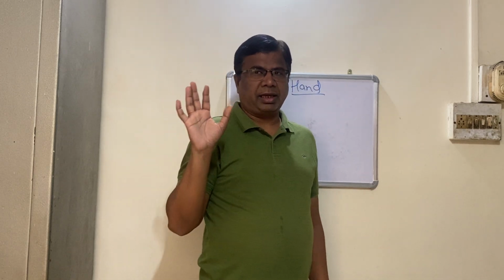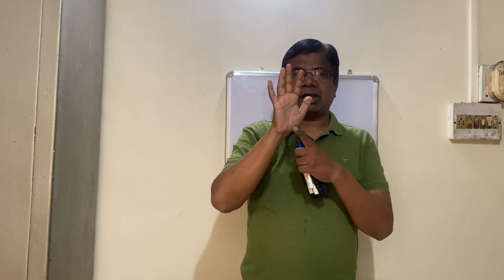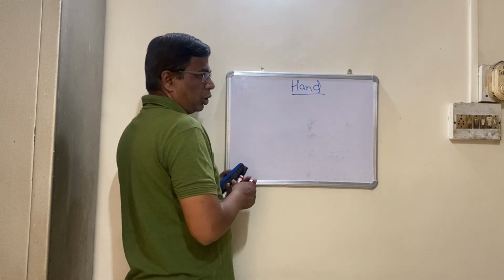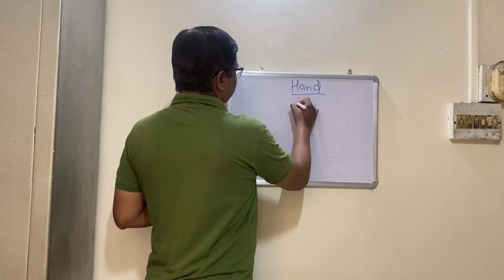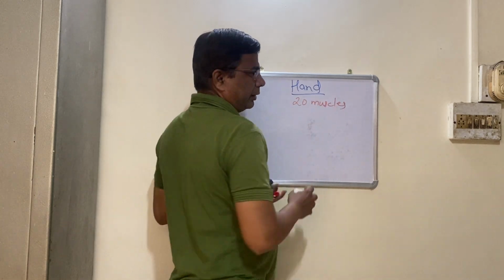When you talk about the hand, you should know that the hand has two basic parts. This is called the palmar aspect of the hand, and this is called the dorsum of the hand. These are the two parts of the hand which you need to know about. We'll talk mainly about the palm, and the palm has small muscles of the hand, and these muscles are 20 in number. So there are 20 muscles in the hand.